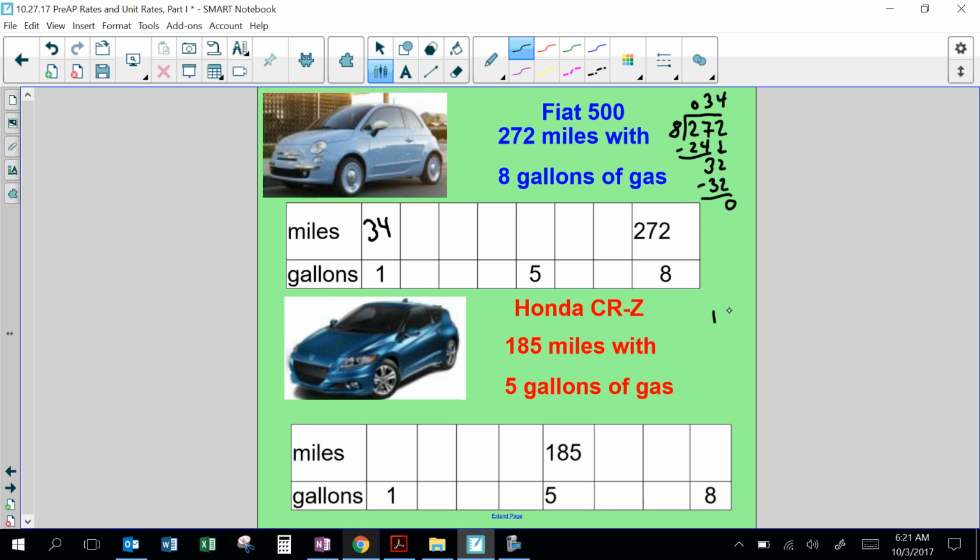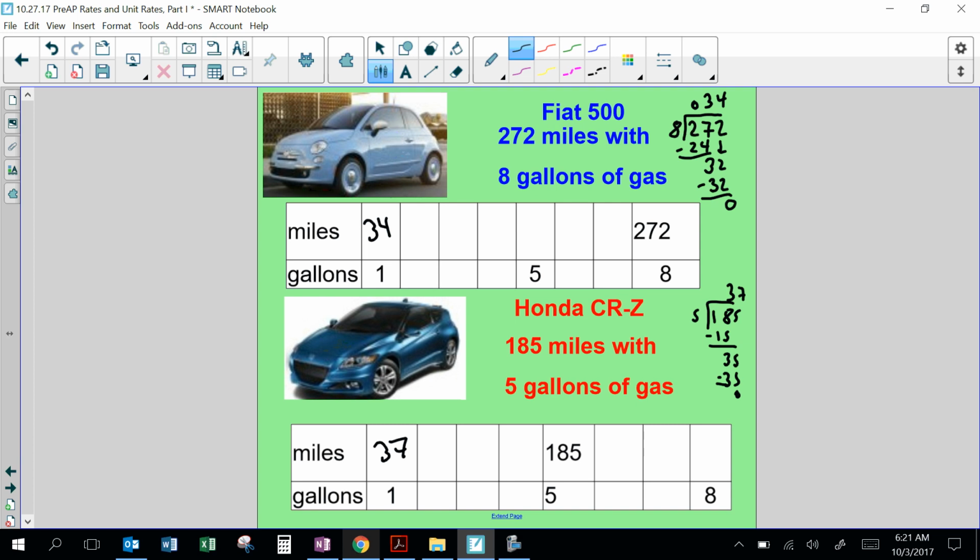But with a Honda CR-Z, how many 5s go into 18? 3 times. How many 5s go into 35? 7 times. For every gallon with a CR-Z, you can go 37 miles. So which one has better gas mileage? It seems like the Honda CR-Z can go 37 miles for every gallon of gas.